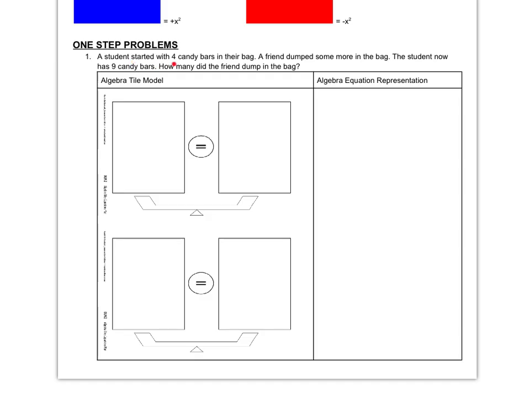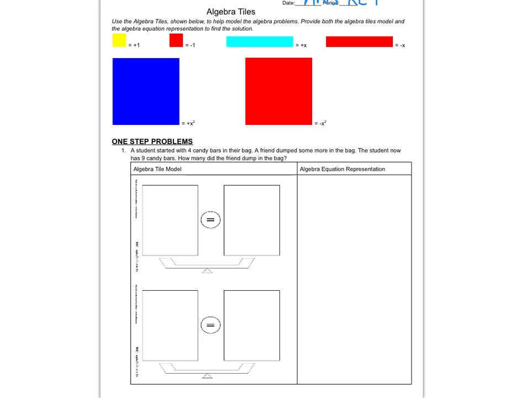A student started with 4 candy bars in her bag. A friend dumped some more in the bag. The student now has 9 candy bars. How many did the friend dump in the bag? Take a moment and see if you can model what this would look like with the algebra tiles. We'll again be using our +1 or -1, +x or -x to represent. What do you think that's going to look like? We'll have some on the left and some on the right. Write down what you think that'll look like.